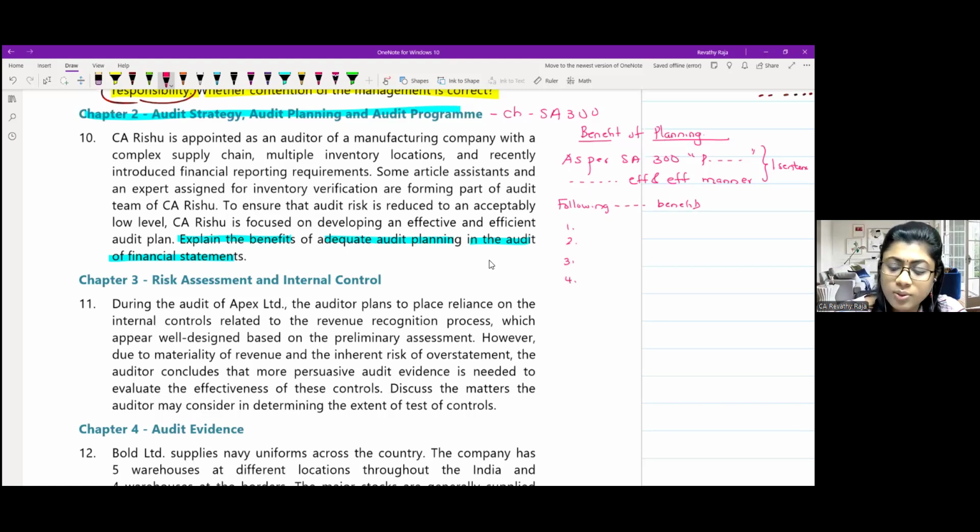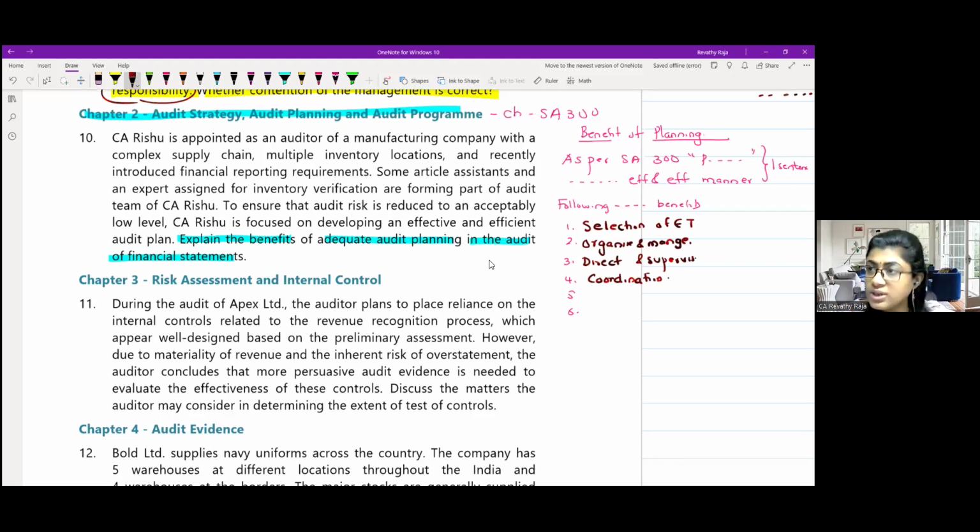Those 6 points, can someone say, in a flow we have learned. If you have class notes, take and see. First, proper selection of engagement team. Write in full sentence, a proper selection of engagement team members who are competent and capable. Once you have selected, you have to organize and manage the engagement team. Once you have organized and managed, direction and supervision to the engagement team to conduct the audit. Once you direct them, proper coordination of the team.